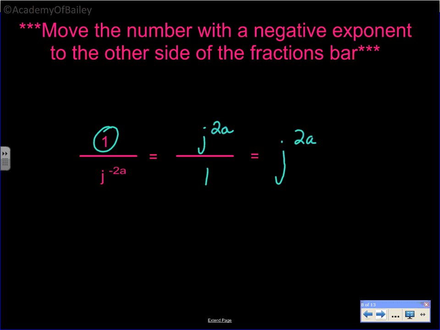So think about that. It went from the bottom, j to the negative 2a, and it went to the top of the fraction bar, and it became a positive.